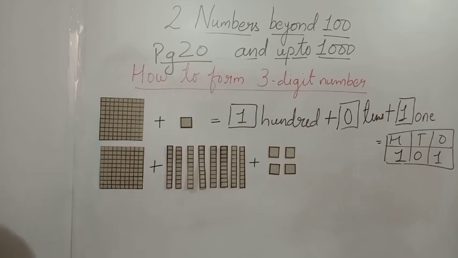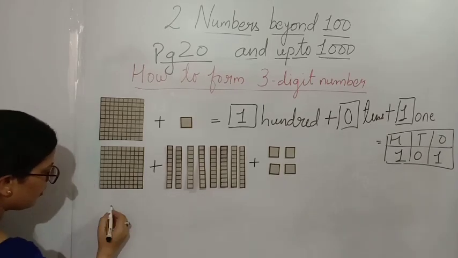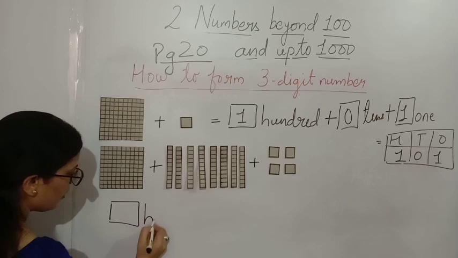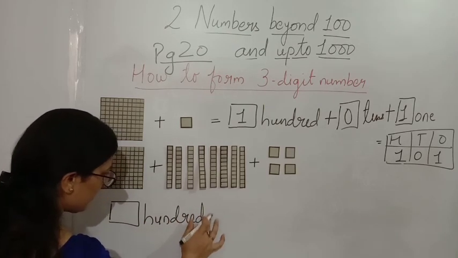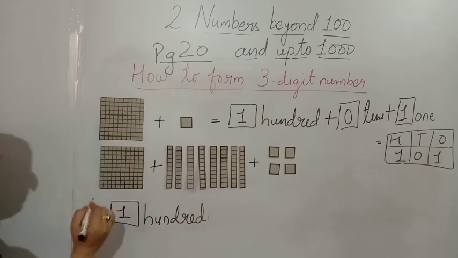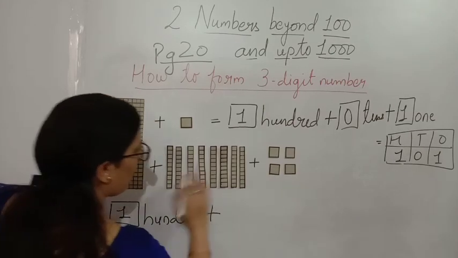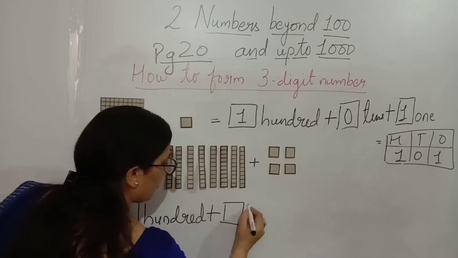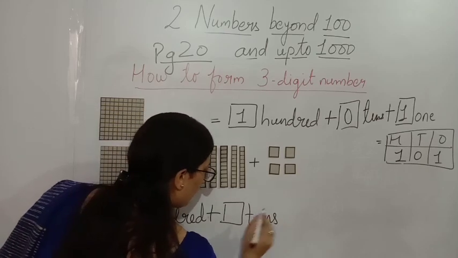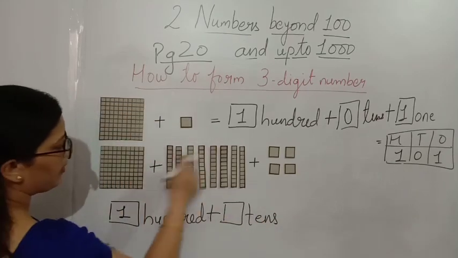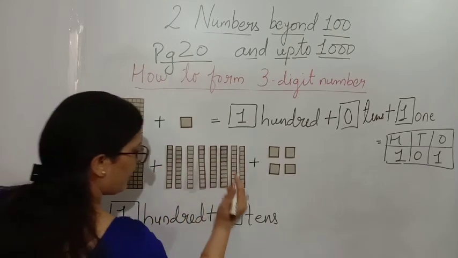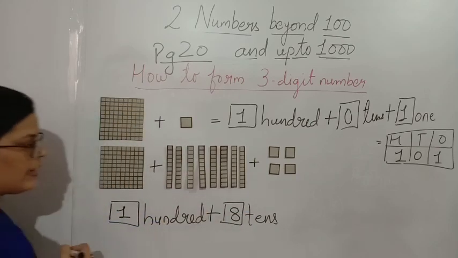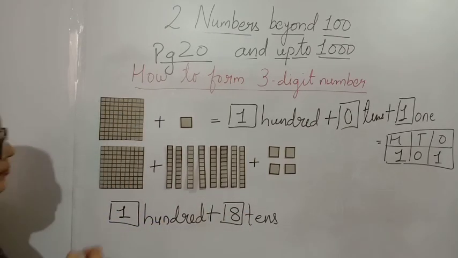How many blocks of hundreds are there? Only 1. I am writing here below. What will we write in the box? How many hundreds are there? It is 1 only, 100. Plus, how many tens are there? What will we write here in the box of tens? At the place of tens, how many are there? 1, 2, 3, 4, 5, 6, 7 and 8. So 8 tens are there.